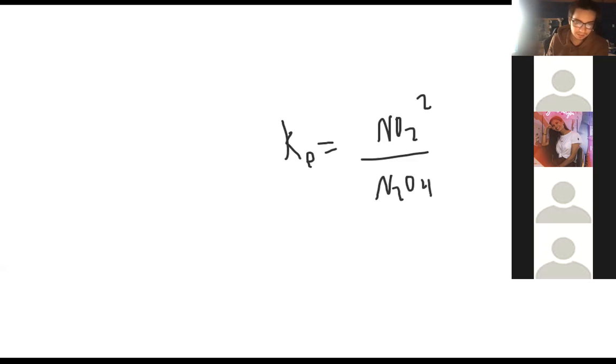Kp equals NO2 to the second power over N2O4. Like this? Yeah, this is exactly right. So we got products over reactants. NO2 had the coefficient of 2, so it's raised to the second power. So knowing this expression, what is going to be our value for Kp? What is our numerical value?